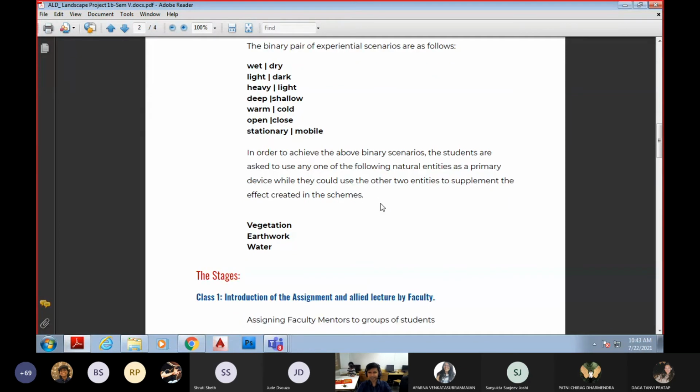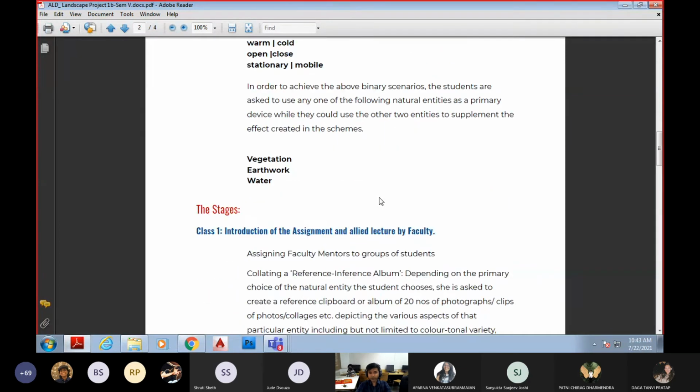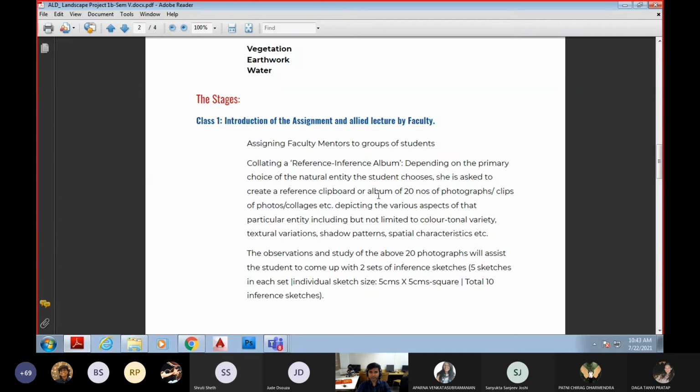So that's the exercise. Now what you need to do today is talk to your faculty members very quickly, show them your earlier submission, and start thinking right away about which entities you'd like to use, or what is the essence that you want to take from your project and use in your next project. Think about it, have a quick conversation. What we would like to see next class is a reference inference album.